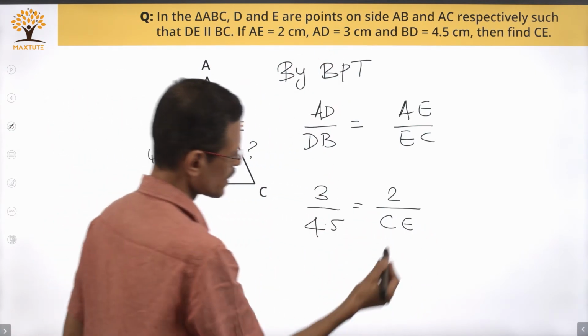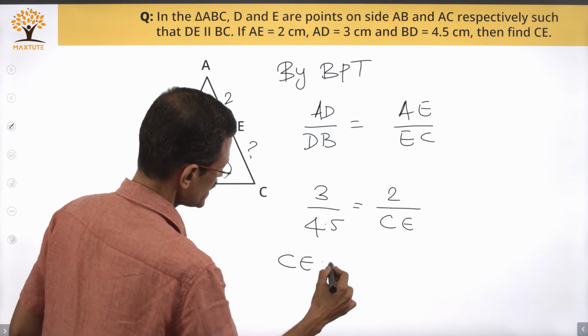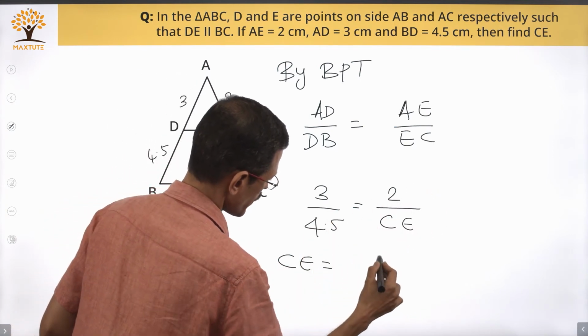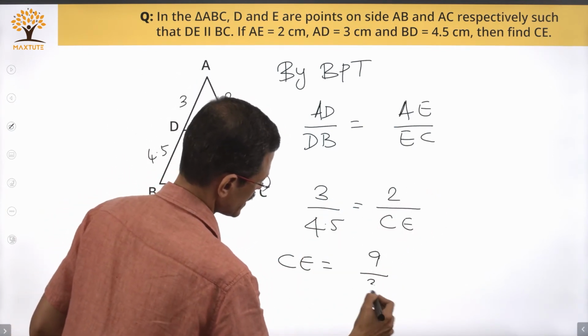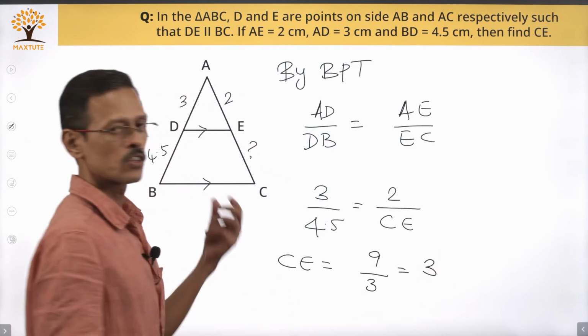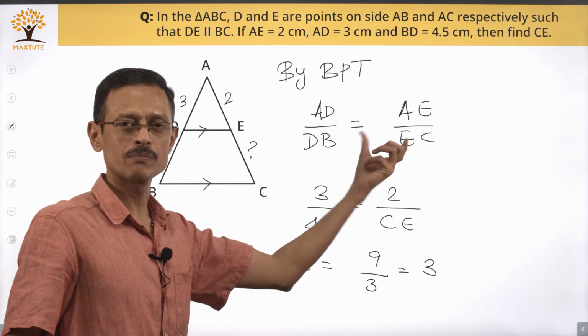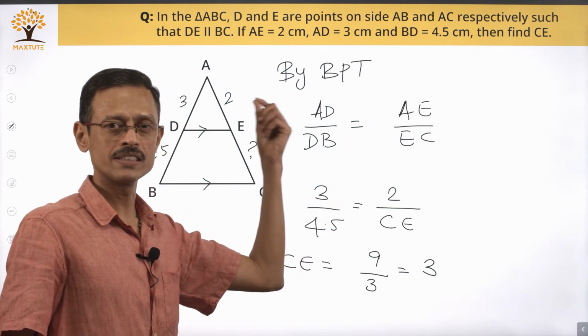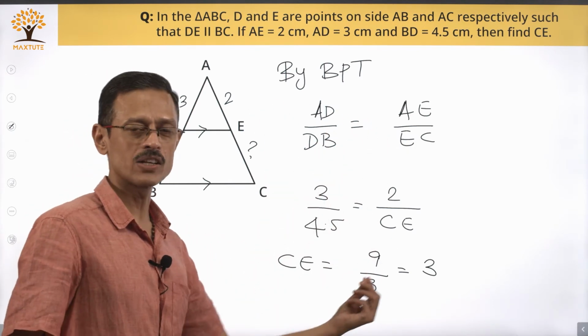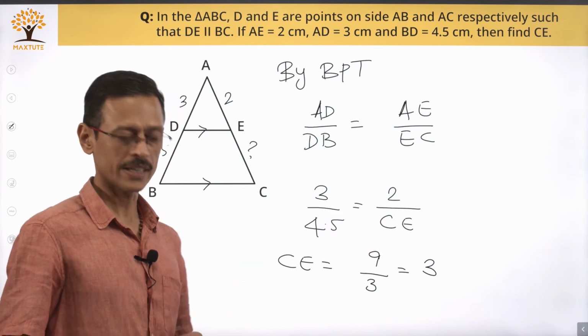Let's write it as CE. Cross multiply, we'll get the answer. CE is equal to 2 times 4.5, which is 9, divided by 3. 9 divided by 3 is equal to 3. So the measure of CE is equal to 3. So with the basic proportionality theorem, write this equality, then plug in values and get the value for CE. That's all that we are looking for, right?